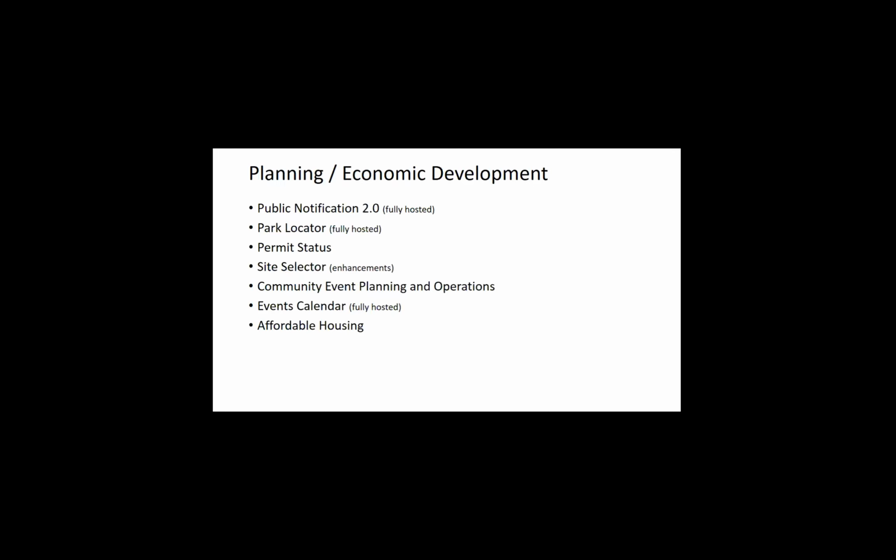Another area we're focused on in 2017 is planning and economic development. One of the more popular solutions we have is the public notification application, and we're beginning to put together plans to make it simpler for you to deploy that, maybe in a fully hosted environment with Web App Builder, and incorporate some of the feedback you've given us over the years. We're doing the same kind of thing with Park Locator and making that easier for you to deploy. And then beginning to reach into new areas like community event planning and operational awareness.